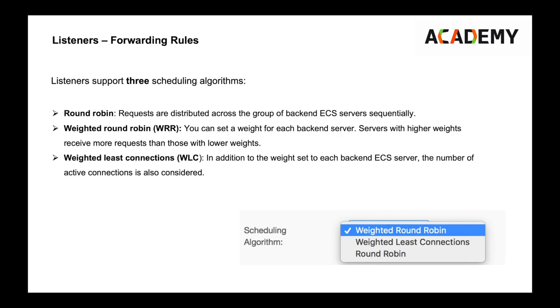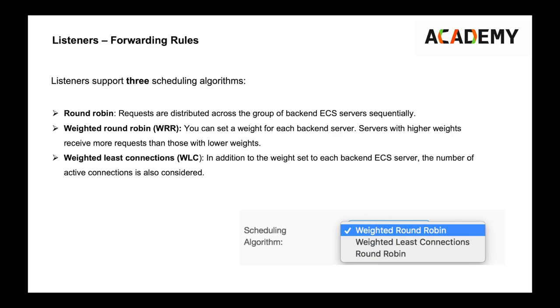In weighted round robin, again, requests are distributed sequentially, but they may not be distributed evenly. With weighted round robin, you can set a weight for each backend server. This is a great thing if you have backend servers that have different hardware configurations, because you can set higher weights for servers that have more CPU and memory available. That way those servers will be allocated more connections. Then there is WLC, weighted least connections.